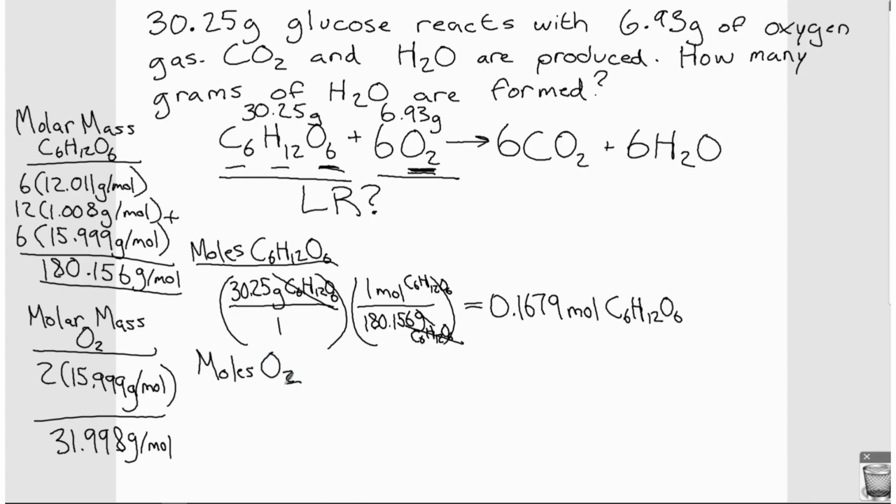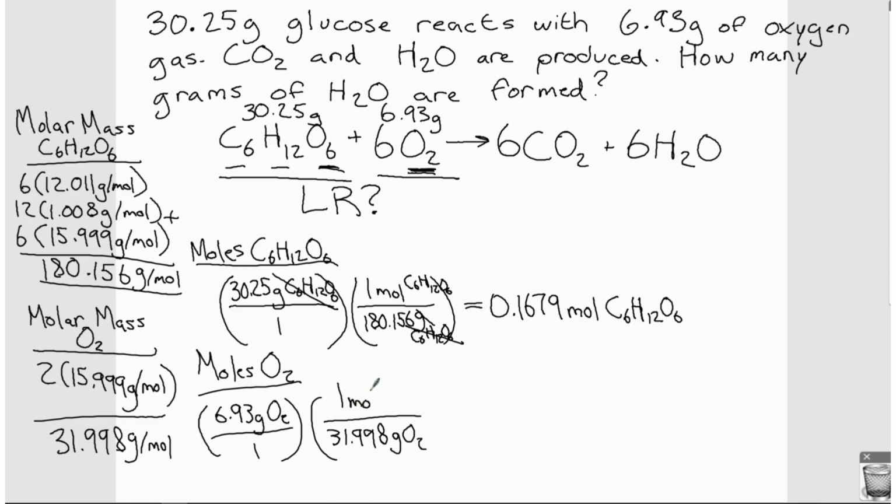I take my mass of oxygen, put it over 1 so it's in fraction form, and then I'm going to multiply it by the inverse of the molar mass. Put 31.998 grams of O2 on the bottom, 1 mole of O2 up top, so that units cancel. And then I do my math. When you plug that into the calculator, you end up with another small number, 0.2166 moles. So we have more moles of oxygen than we do of glucose.